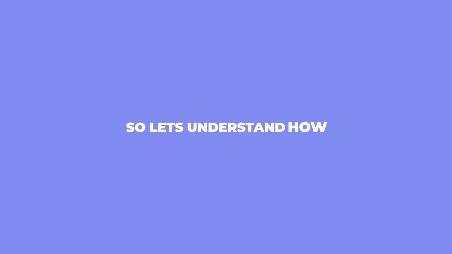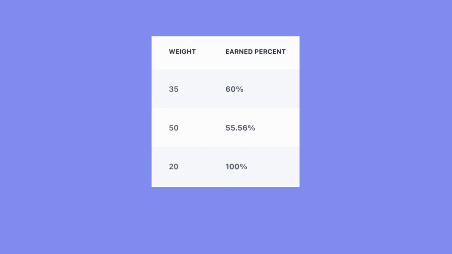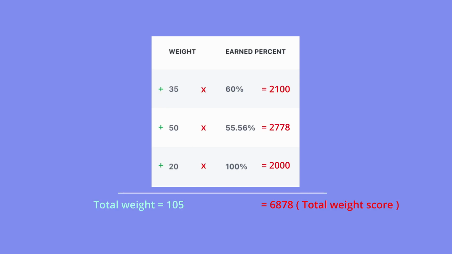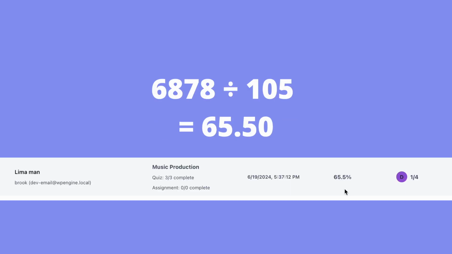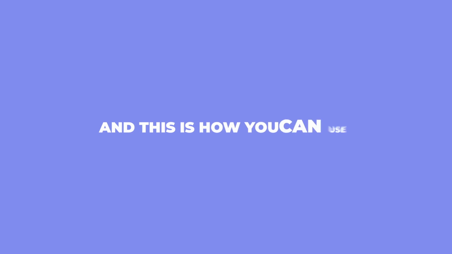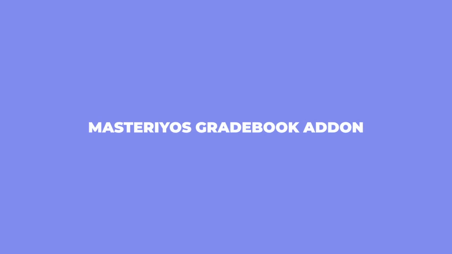So let's understand how the weight and point system works. It's pretty simple. The earned percentage is multiplied by the respective weight. Now sum up the total weight and the total weight score, and divide the total weight score by the total weight, and thus you get the student's final grade. And this is how you can use Masteriyo's Gradebook add-on to track and manage students' performance.